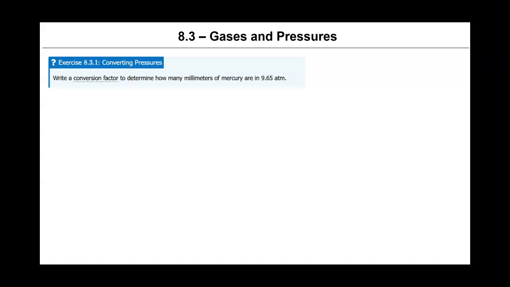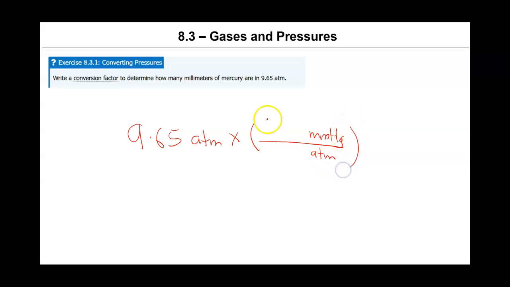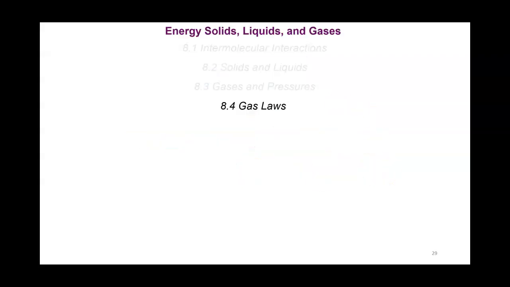The next one says, write a conversion factor to determine how many millimeters of mercury are in 9.65 atm, or atmospheres. So 9.65 atmospheres, and we have to multiply by a conversion factor that has millimeters of mercury on the top line and atmospheres on the bottom. And we just learned there are 760 millimeters of mercury in 1 atm. So there is our conversion factor. Okay, and that concludes our section on gases and pressures.